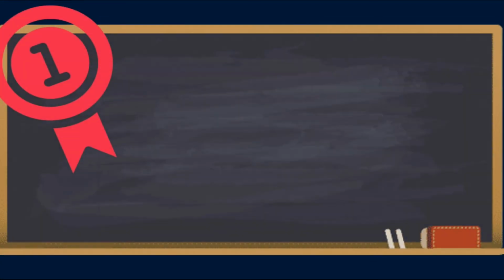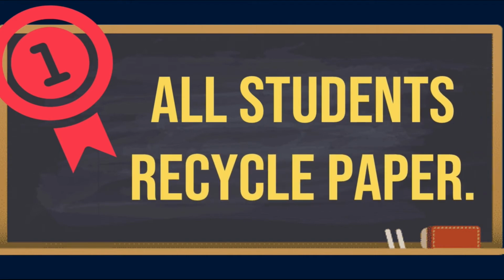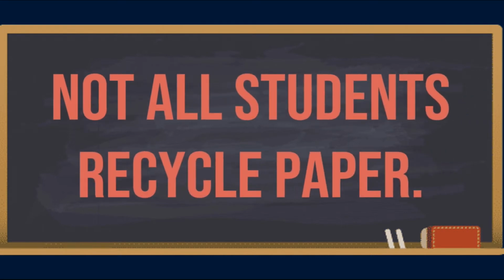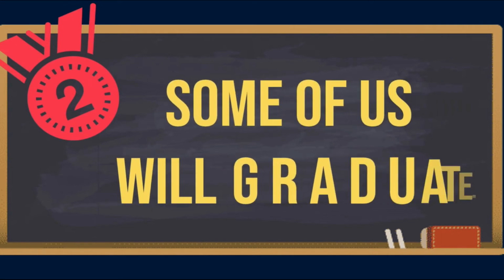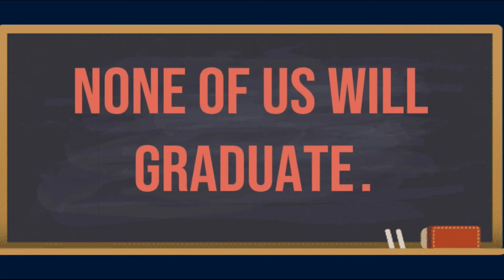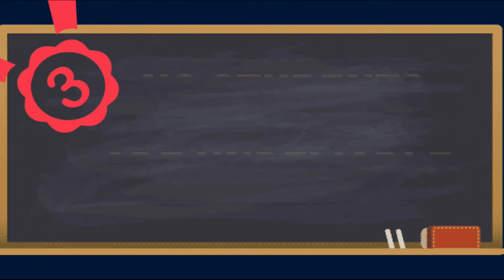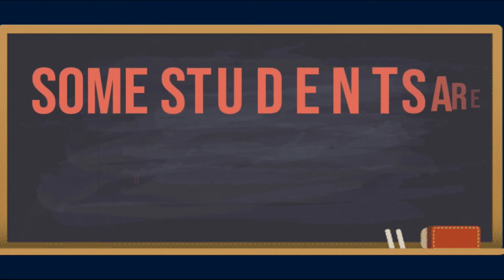First, the statement, all students recycle paper. The negation of this statement is simply, some students do not recycle paper. This is also equivalent to, not all students recycle paper. Second, the statement, some of us will graduate. The negation of this statement is simply, none of us will graduate. Third, the statement, no students are unreliable. The negation of this statement is simply, some students are unreliable.